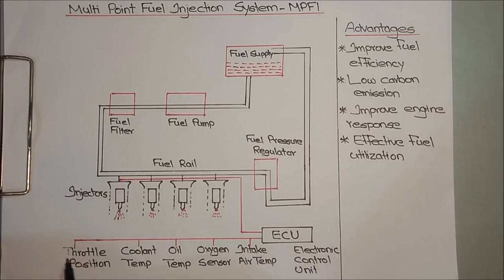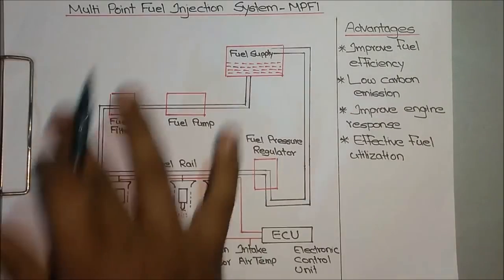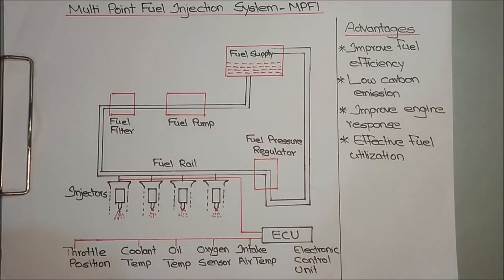So there will be a separate sensor to sense the throttle position, and the sensor gives information to the ECU. And there will be a sensor here to sense the coolant temperature, and it will provide the information to the ECU. The ECU can control each and every fuel injector individually. So if you want to inject more fuel inside this engine cylinder, then the ECU can do it. So that is the schematic diagram of the multi-point fuel injection system.